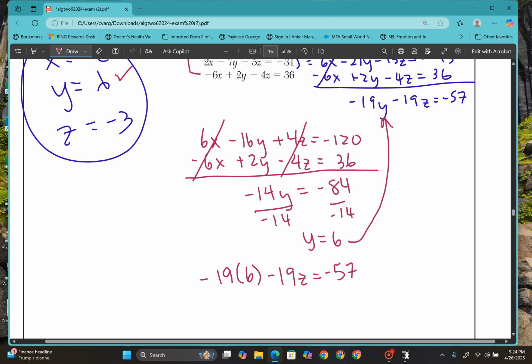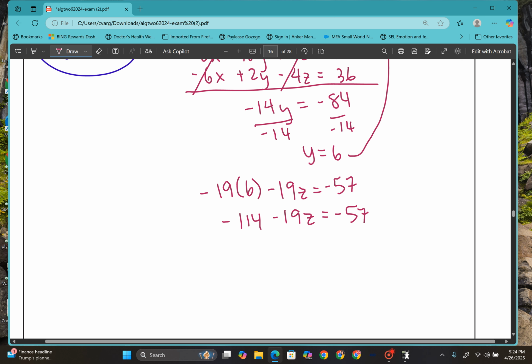So let's see what z is, right? 6 times negative 19 is going to give me negative 114 minus 19z is equal to negative 57. So now let's move things over to the other side, right? So I have plus 114 plus 114. This is going to cancel out.